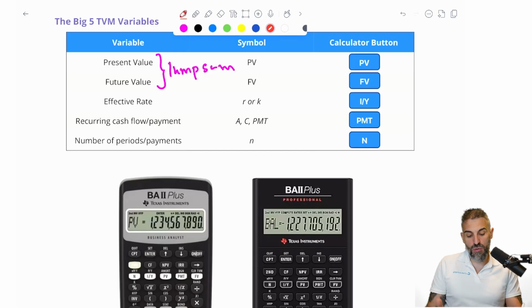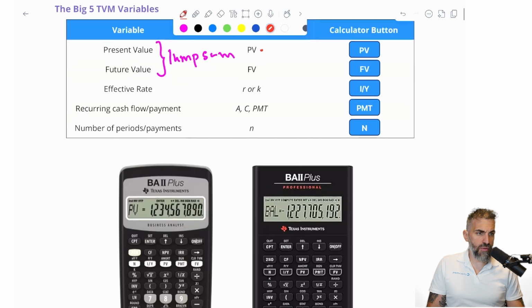I would say the vast majority of questions, we're looking for the present value. But a lot of times it's the future value. A lot of times the payment. Sometimes it's even the rate or the N. But vast majority of the times, it's the PV that we're looking for, okay?